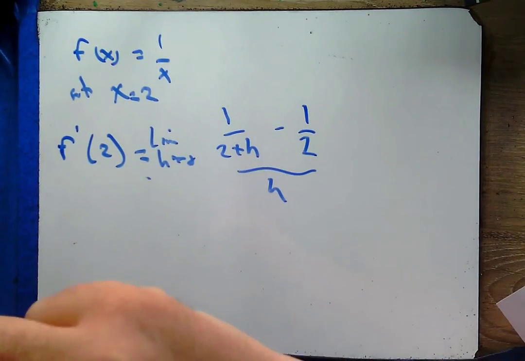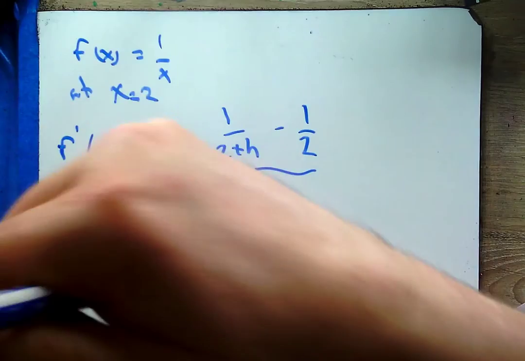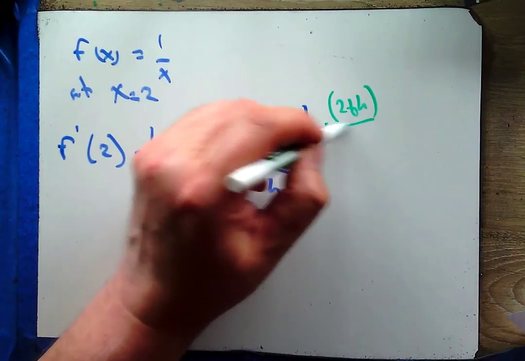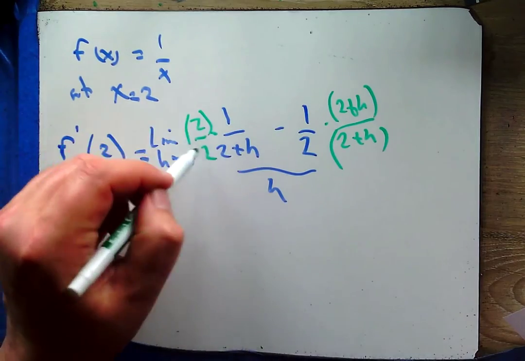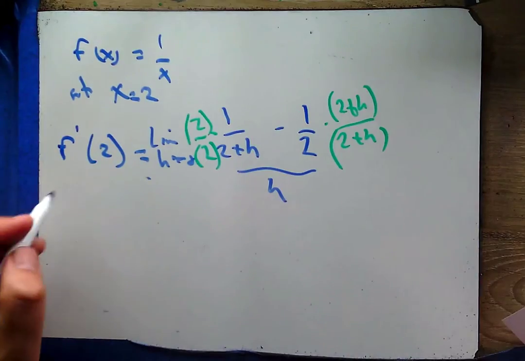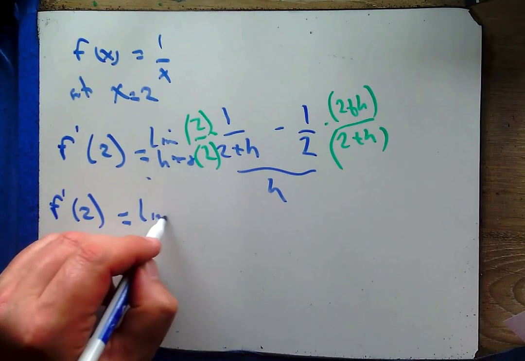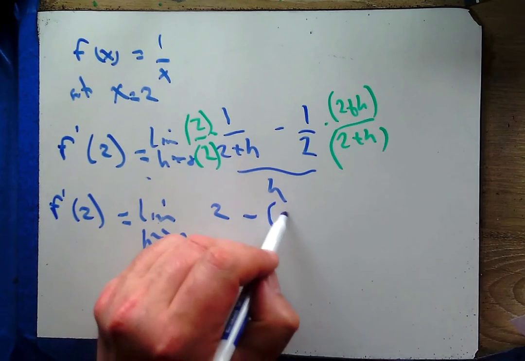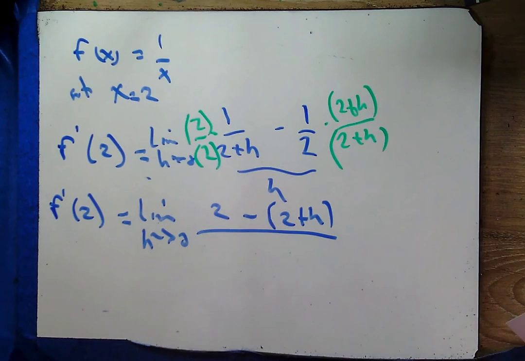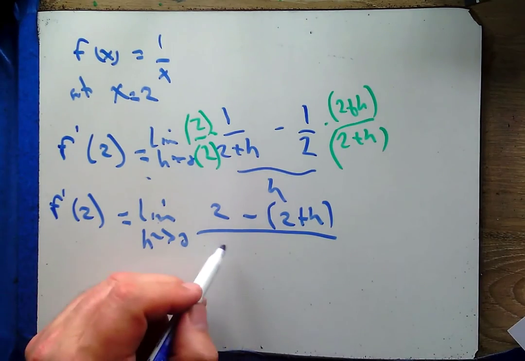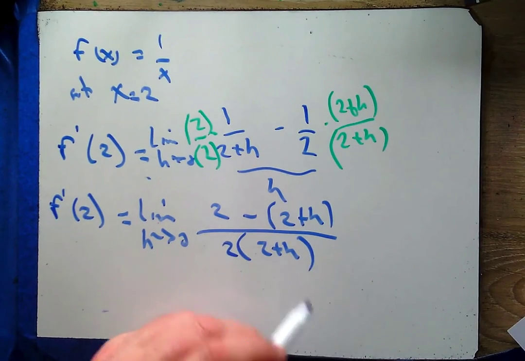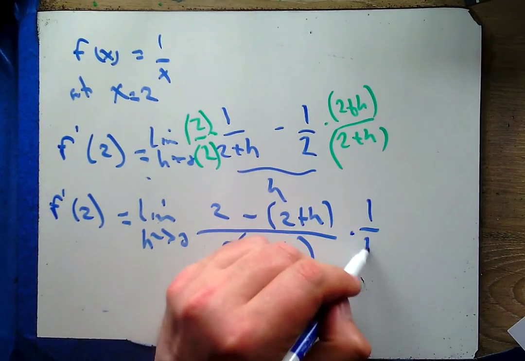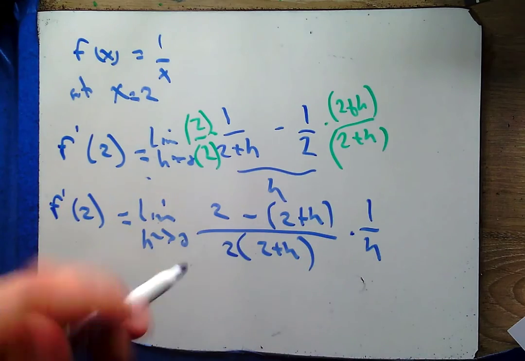Okay, let's make a common denominator up top. So I have to multiply by 2 over 2 and by 2 plus h over 2 plus h. So what do we now have? We've got f prime of 2 equals the limit as h heads to 0 of 2 minus parentheses 2 plus h over 2 times 2 plus h over h over 1. So I'm going to do the flip and multiply thing to save some space. h over 1 becomes 1 over h.